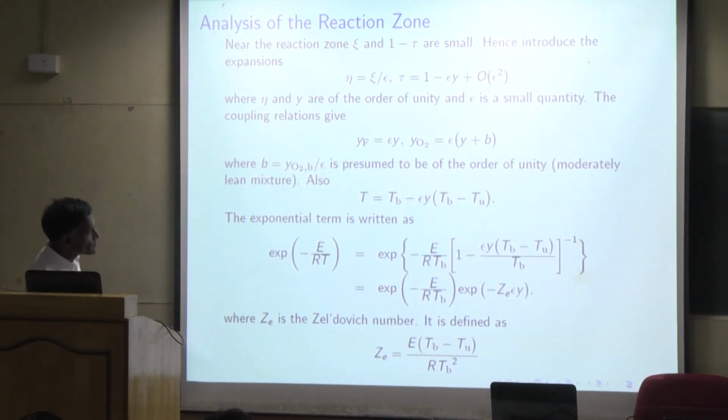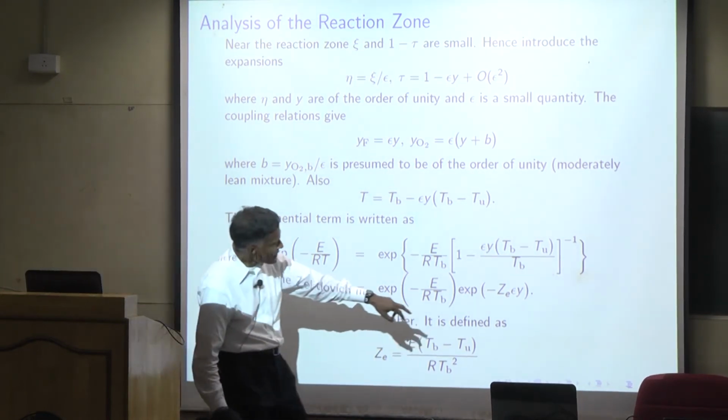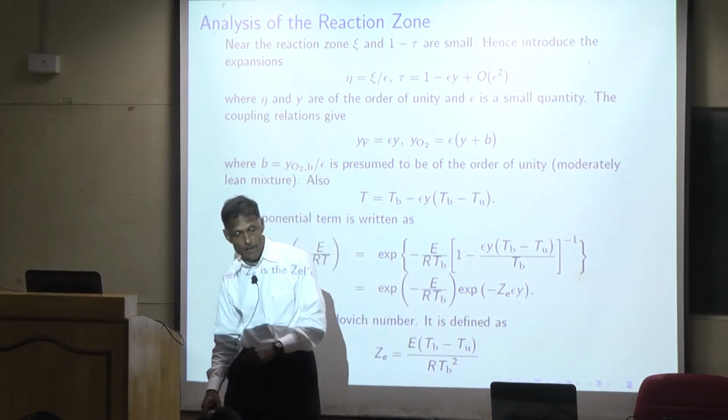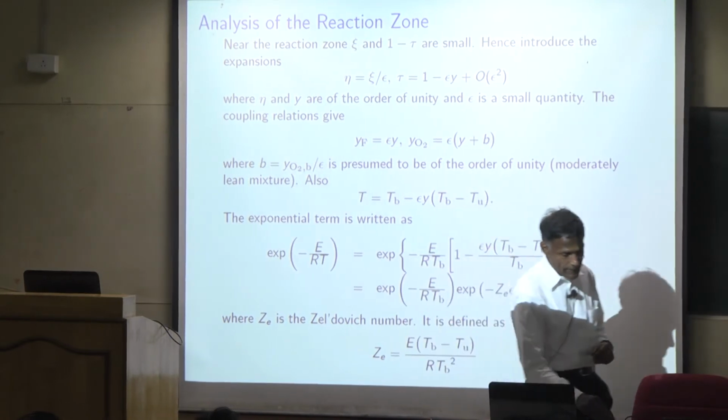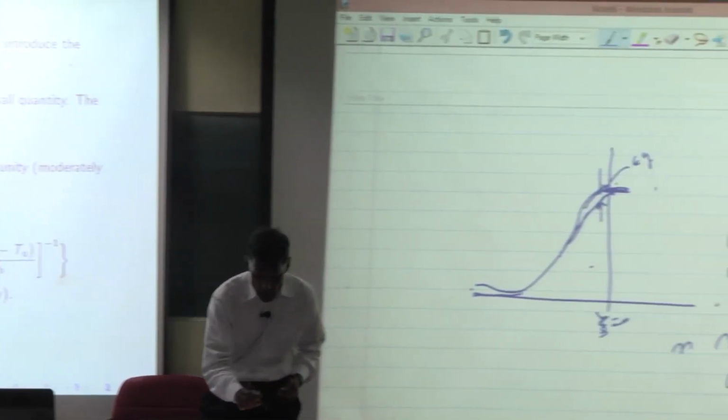You make a Taylor series expansion for small epsilon. Remember that you can pull the T_b out, so it's going to be 1 minus epsilon y over T_b. That is what appears in the denominator, and then you make a Taylor series expansion of that. This is the result that you get. So this exponential term is this, and here and that. What appears here is the Zeldovich number. I think I should show that, because that's a very important point.